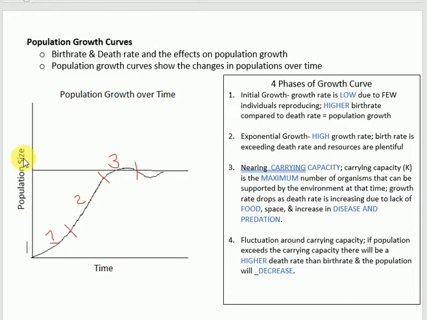And you can see this line is actually K. This is our carrying capacity. So when we reach that carrying capacity, that is when we are going to get to this point and the birth rate is going to decrease and death will increase. And then this area over here is your fourth. And that's where it's going to fluctuate between all the other phases.